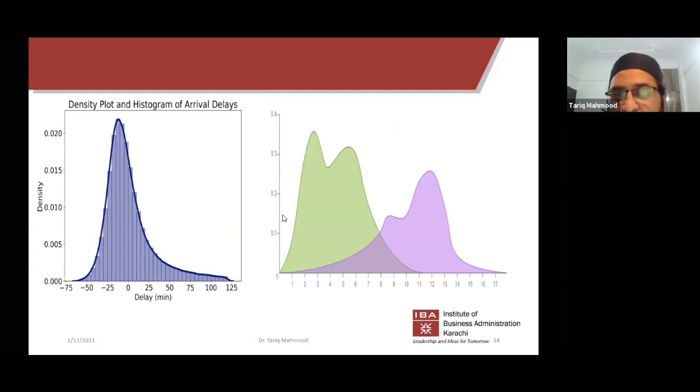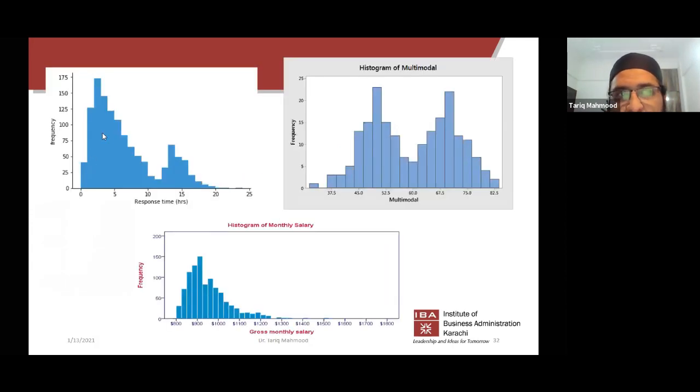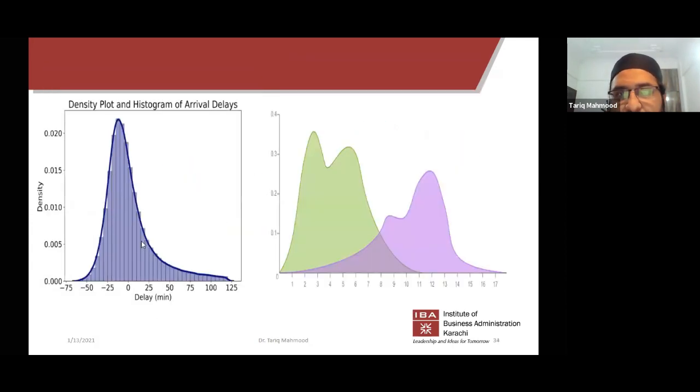Another way to see that is through a density plot. Either you can see a histogram or you can have the density plot. ये देखें, आपको ज़्यादा अच्छा बता देता है कि multimodal क्या है. You can compare two distributions together to see, for example, this could be sales of last quarter, this could be sales of this quarter, how they are varying with respect to each other.